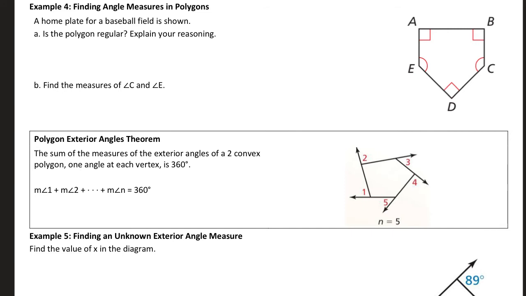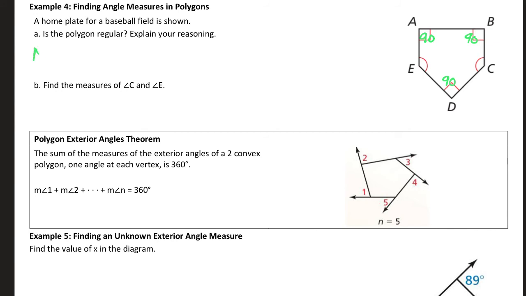it says a home plate is shown, it's a pentagon. Is it regular? So when we look at this, yes, every angle is marked, but angle A is 90 degrees, angle B is 90 degrees, angle D is 90 degrees. E and C are not necessarily 90 degrees. E is congruent to C, but we have no indication that E and C are congruent to the other angles. So this polygon is not even equiangular as far as we know.